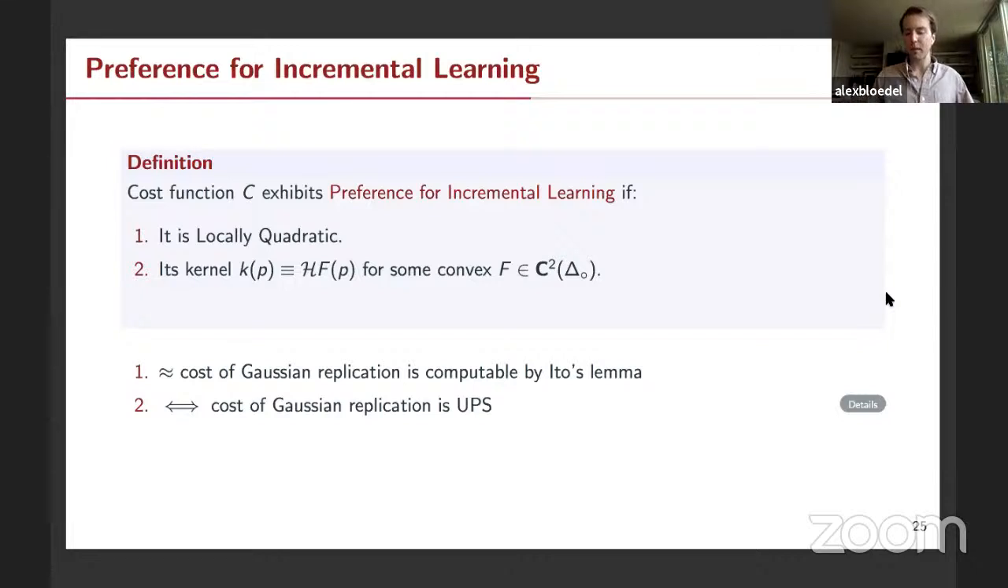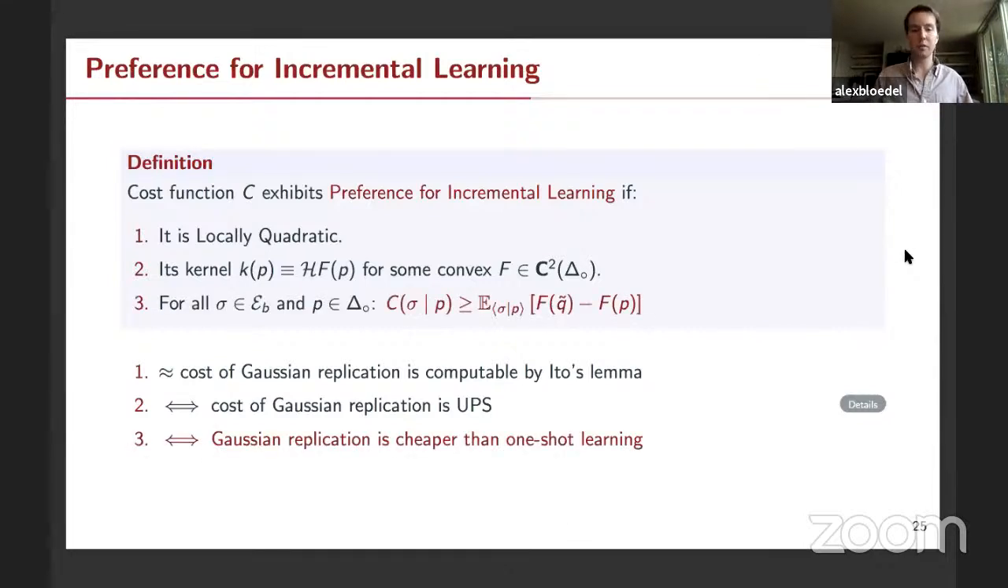Now, to Philipp's point, in the case of binary states, this kind of integrability condition on the kernel is without loss. It's satisfied by any kernel that is positive semi-definite, which turns out to be without loss of generality. With more than two states, this is actually a substantive assumption. So there will exist locally quadratic cost functions whose kernels aren't integrable in this sense. And finally, the most substantive part is that the cost of learning everything in one shot is weakly greater than the expected cost of following a Gaussian strategy.